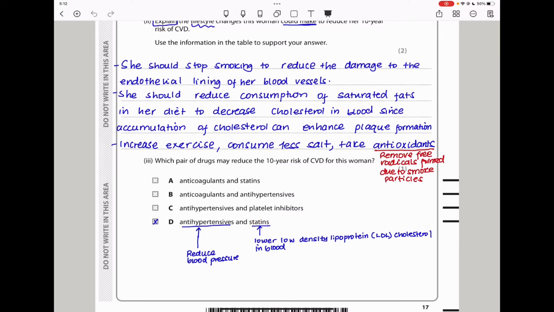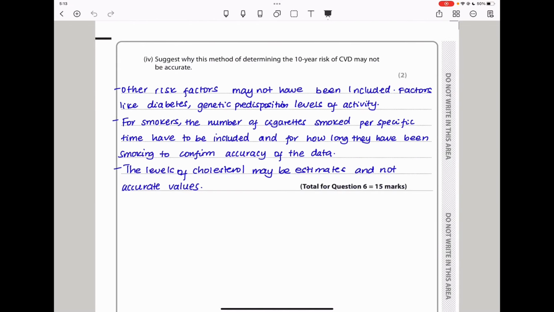Statins work by lowering the low-density lipoprotein cholesterol in the blood. And if this is lowered, it means there is going to be a lower chance of formation of atheromas, and therefore blocking of the blood vessels as well as CVD can be decreased. For this high blood pressure, of course, we know high blood pressure can also damage the blood vessels, leading to atherosclerosis as well. Moving on.